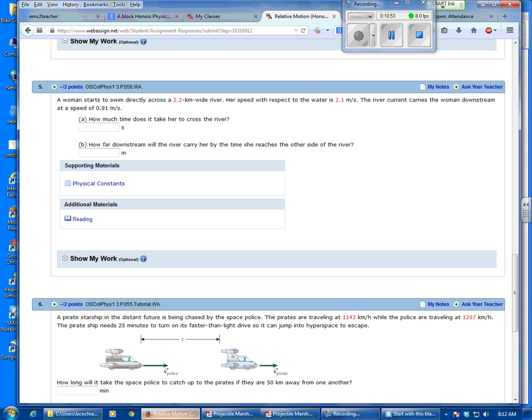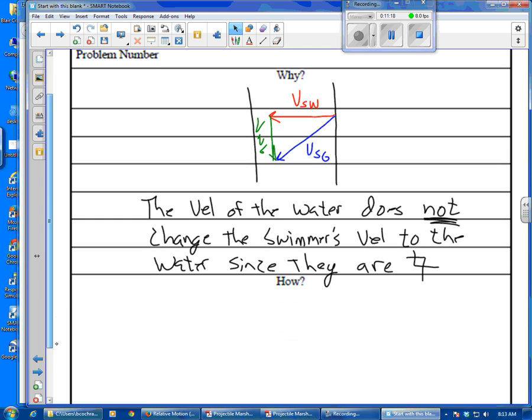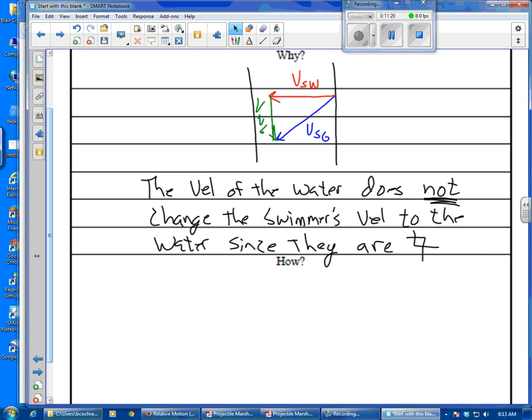How far downstream will the river carry her by the time she reaches the other side? Well, that's going back to the fact that these two don't affect each other. You could probably write this either way because they're perpendicular to each other. So her green velocity is not going to be affected by the red at all. Whatever time she takes to get across the river, she's going to have that much time to move down the river. So I would actually do them completely separately.